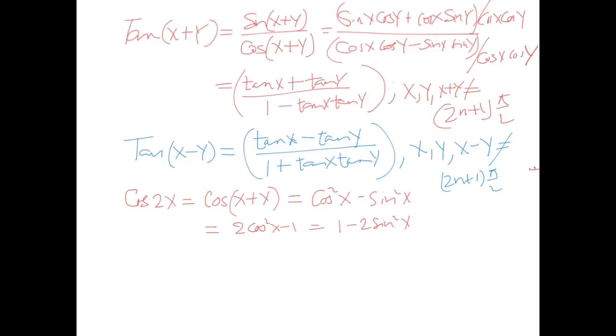Let us now write the expression for sin 2x. Now this can be written as sin(x + x), and therefore we can use the expression for sin(x + y) and substitute y with x. Now sin(x + y) is equal to sin x cos y plus cos x sin y. So this becomes sin x cos x plus cos x sin x, which is twice of sin x cos x.